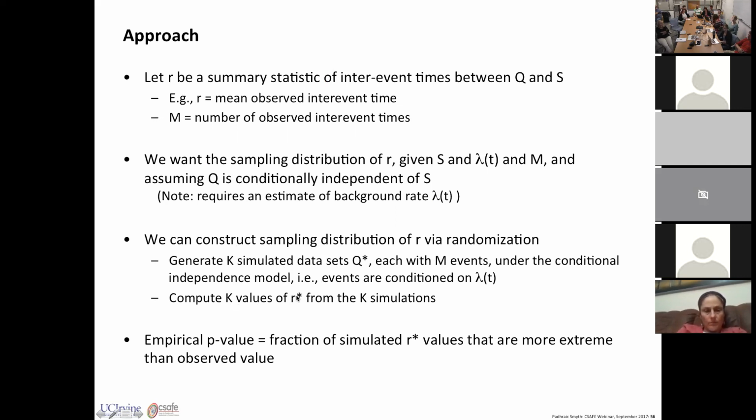So this tells you, if things are really independent, how much variability we would expect to see with just M events of type Q. And we can now look at the observed value for R and see how many of the simulated values were more extreme, or further out in the tail. This is effectively an empirical p-value. It should be a fairly large number if things are really independent, and should be very small if things are not independent.